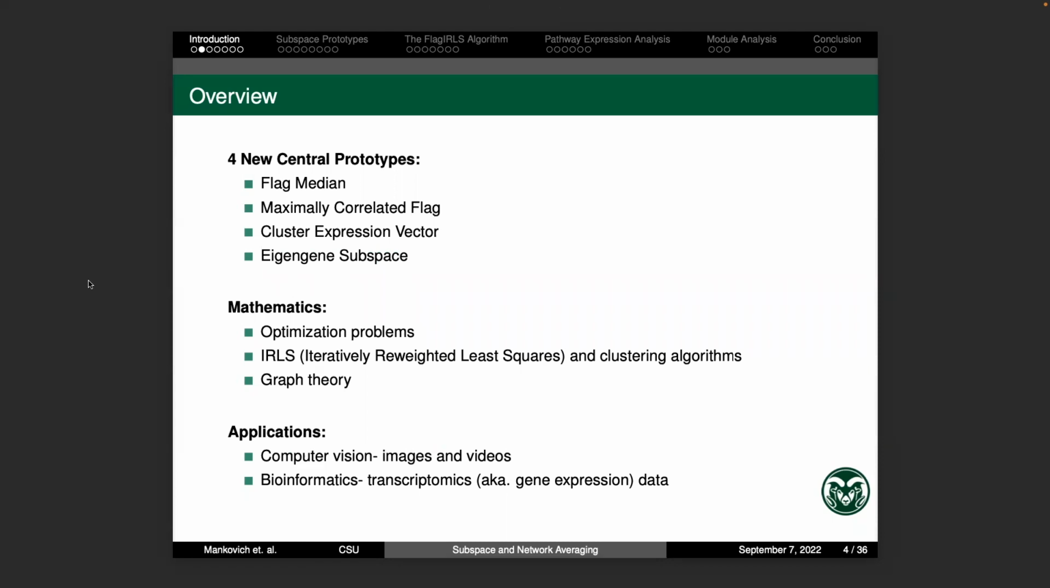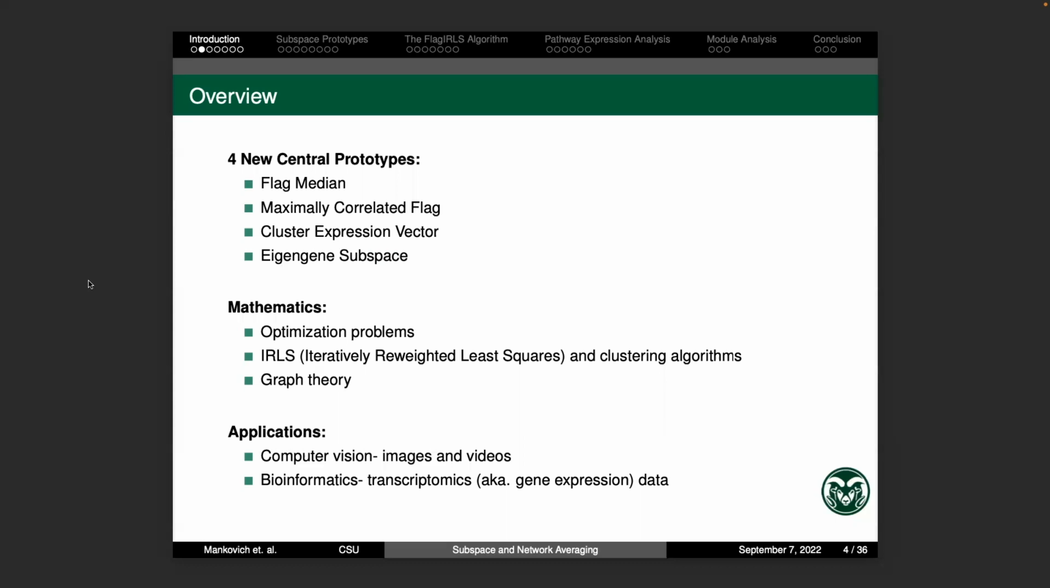The mathematics we're going to be working with is optimization problems. We work with optimization because this is a good way to mathematically formalize these central prototypes. We're also working with iteratively reweighted least squares and clustering algorithms. And we'll also do a little bit of graph theory, at least mention it.